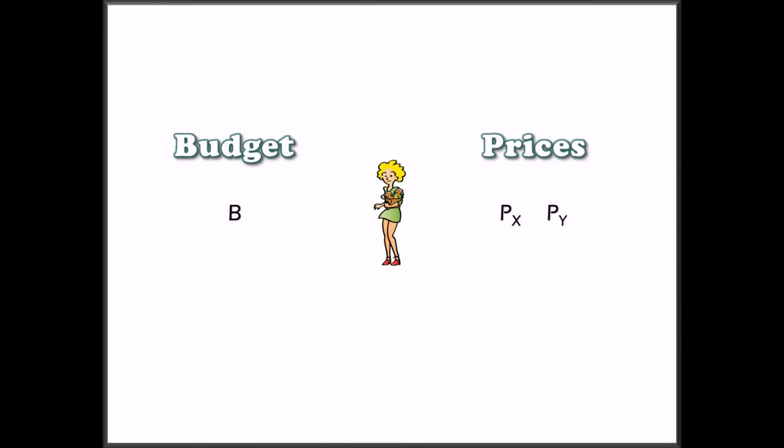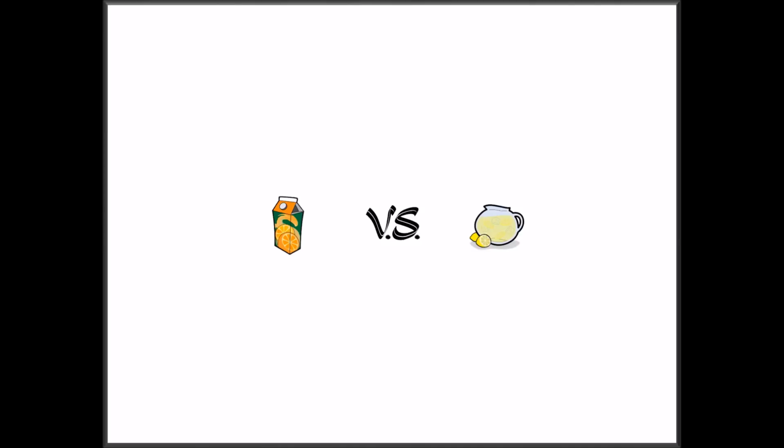The typical Consumption Possibility Curve is drawn using 2 types of data. First, the budget available to the consumer, which we simply call B, and second, the prices of product X and product Y, which we call PX and PY. Let's continue to use orange juice and lemonade as examples.